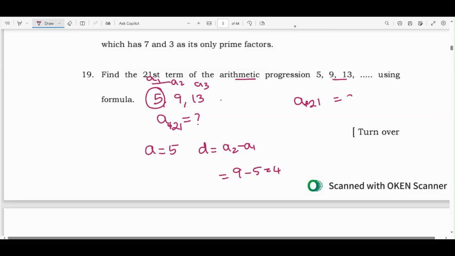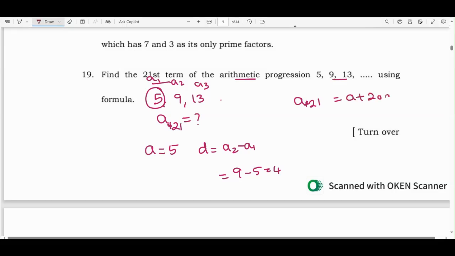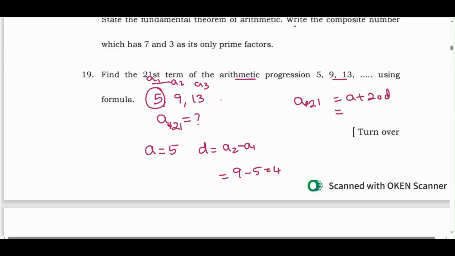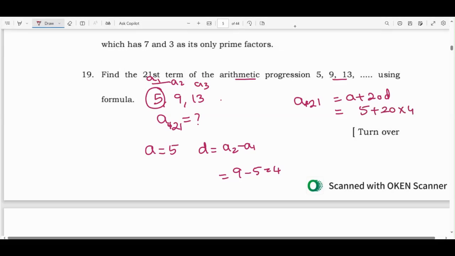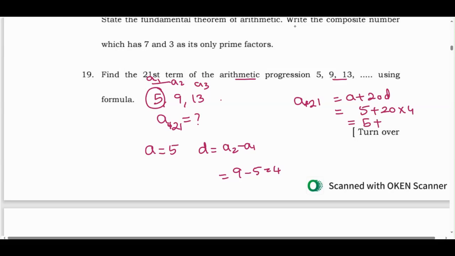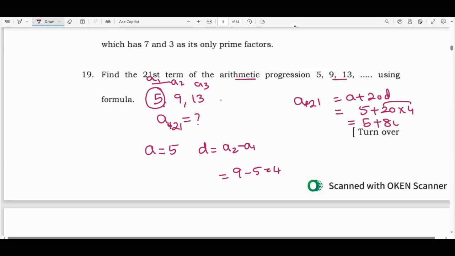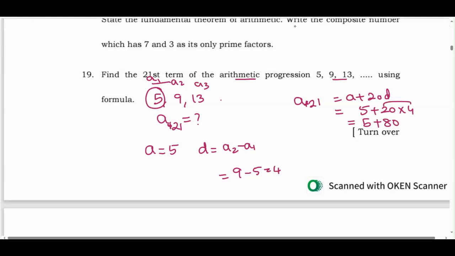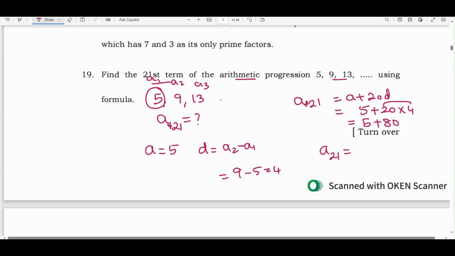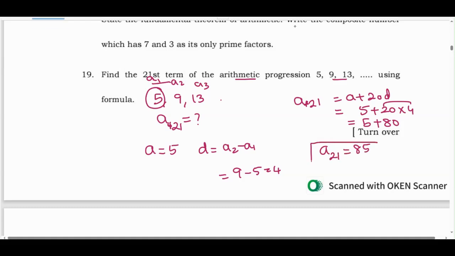Then A21 will be A plus 20D by using the standard form. By using the general form of arithmetic progression, A21 can be written as A plus 20D. So A is 5 plus 20 into D, which is 4. 20 into 4 is 80. So it will be 80 plus 5, which is 85. So A21 will be 85, that is the answer.